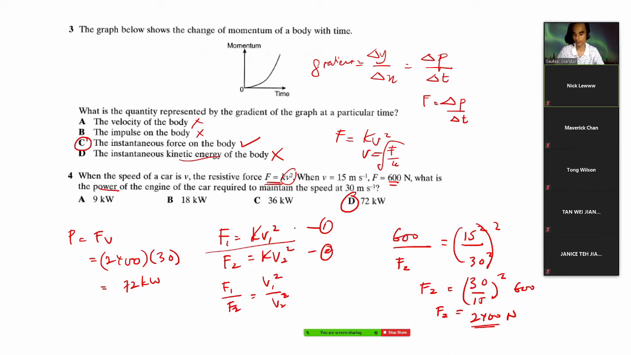So by ratio, F1 over F2 equals k v1 squared over k v2 squared, and we can cancel the k. Then we have F1 over F2 equals v1 over v2 squared. From there we can find the value of the force when the car has a speed of 30 meters per second. From that we put it into the equation of power, P equals Fv. Then we have a calculation over here, and we have 72 kilowatts needed to overcome the resistive force.